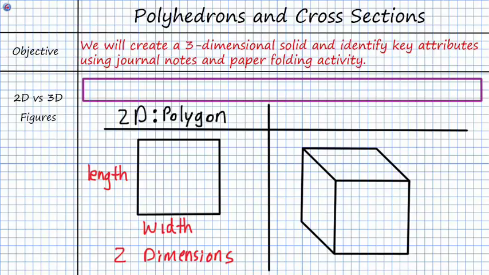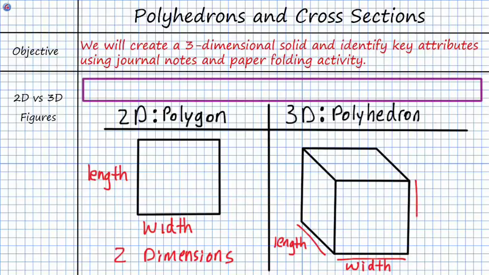A three-dimensional figure is called a polyhedron. And often a polyhedron is going to be made up of polygons. And it's going to have a third dimension. So not only do you have length and width, like you see here, length and width, but it now also has a third dimension, which we call height. And you guys are very familiar with this. And so we have three dimensions.